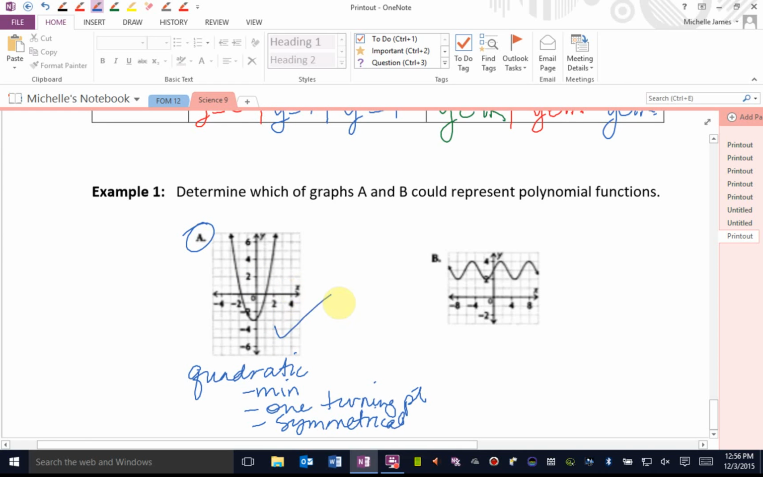What about B? Goes from 2 to 1. It's linear. How many turning points does it have? It's got 6 turning points. What would that be? Sinusoidal. It's a sine graph. So no, not polynomial. Why not? It does not behave like the 4 that we covered. This doesn't look like it.